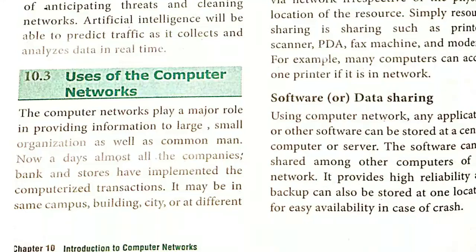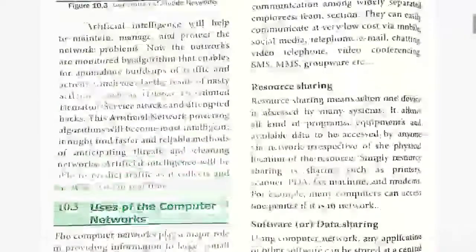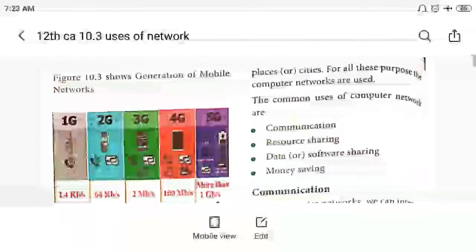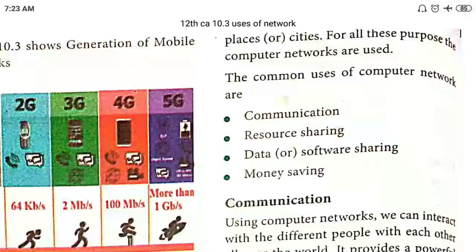Okay. So even you can see that a small scale industry is also using computers to manage their data. So like this, the common uses of computer networks are communication, resource sharing, data and software sharing, money saving. So these are all the smallest applications of computer networks.